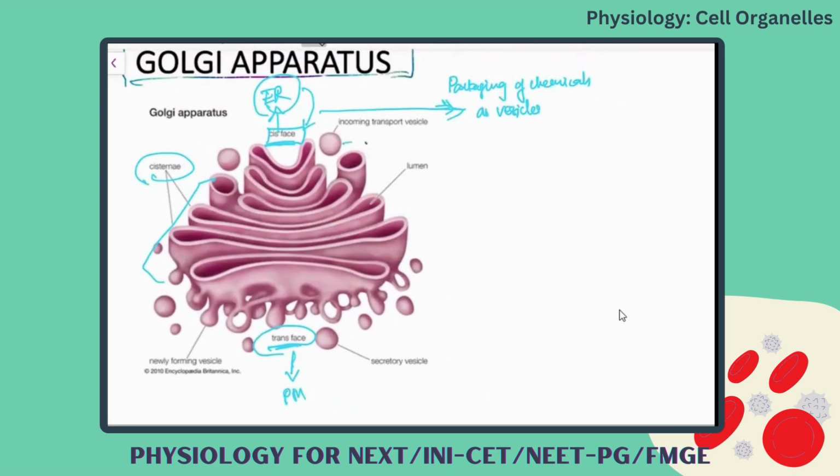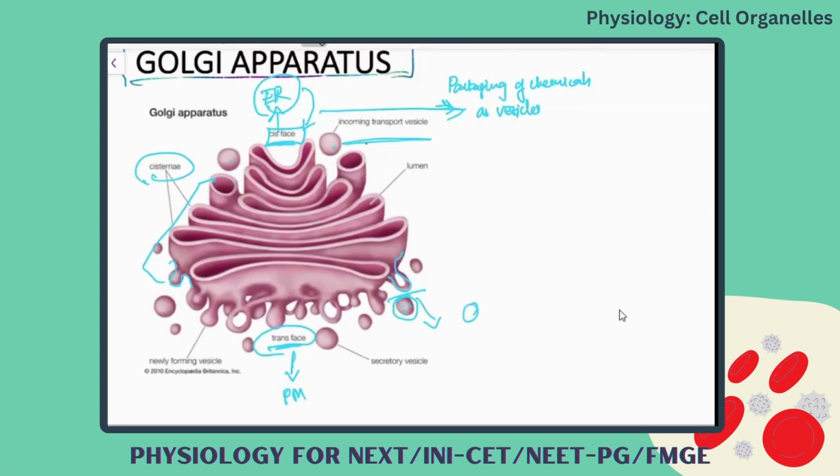So these are all the incoming transport vesicles. Here you can see the enlargement. It is forming a bubbling of the structures that contains the chemicals, and then it gets detached from the entire Golgi apparatus, and now it will freely float in the cytoplasm as a vesicle containing the chemicals. So that is the main function.